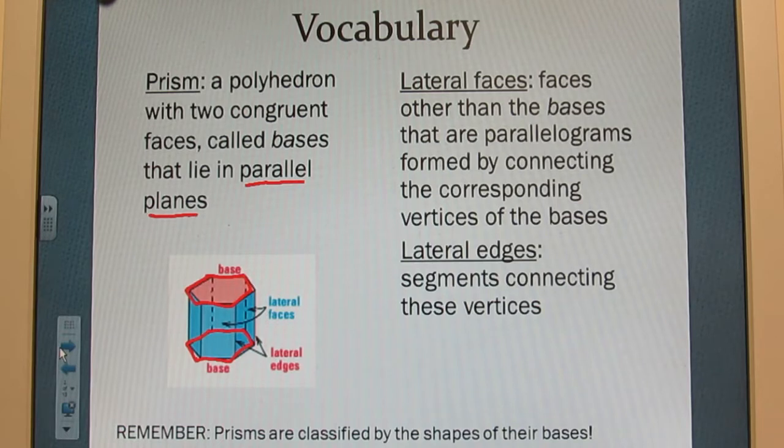The lateral faces of a prism are going to be the faces other than the bases, and they are going to be parallelograms formed by connecting the corresponding vertices of the bases. So we see here that we have a lateral face. The lateral edges will be segments connecting these vertices. So it's just going to be the edges that we learned about in section 1.